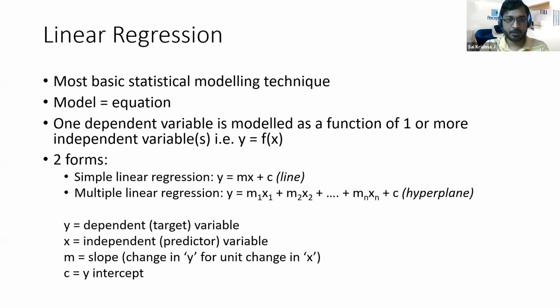Okay. And when I say a modeling technique, what do you mean by the word model? Model is nothing but an equation. Okay, it's just a fancy way of saying an equation. All right. And what we do in this linear regression is we have something called a dependent variable or the target variable. Okay. So this dependent variable is modeled as a function of one or more independent variables. All right. So usually this is the notation that we use for linear regression. y = f(x).